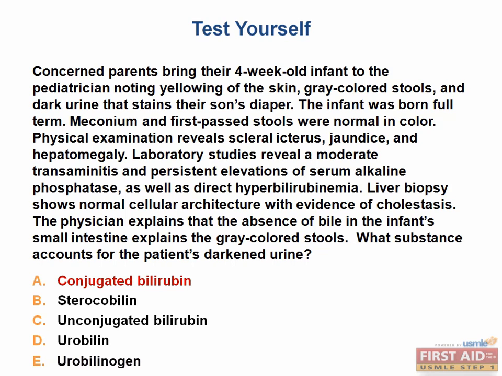So, all in all, biliary atresia manifests with scleral icterus, jaundice, hepatosplenomegaly, acholic stools, and increased direct or conjugated bilirubin. This conjugated bilirubin is what causes the darkened urine.